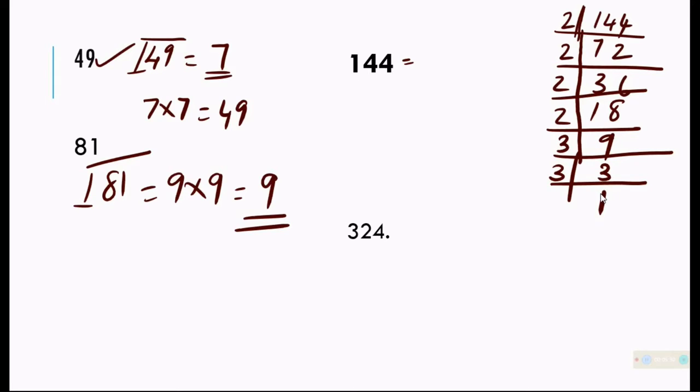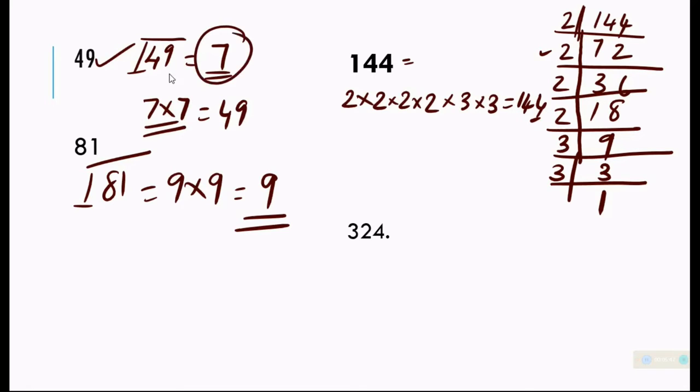This way we can prime factorize and we can write 2 into 2 into 2 into 2 into 3 into 3 is equal to 144. This is 7 into 7, 49 है, तो 7 is the square root. तो इसमें 2, a set of 2 will make square root 2, again square root 2, again 3. So 2 into 2 into 3, which is equal to 12. 12 is the answer.